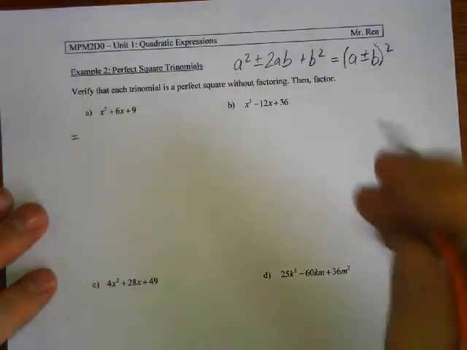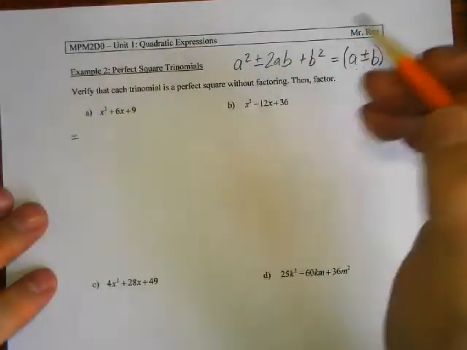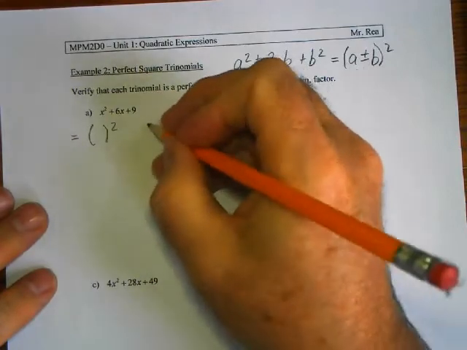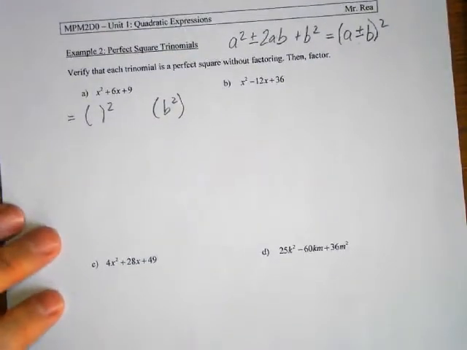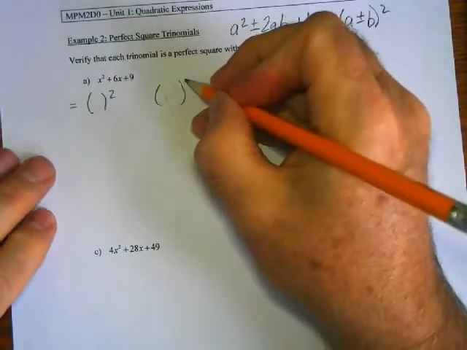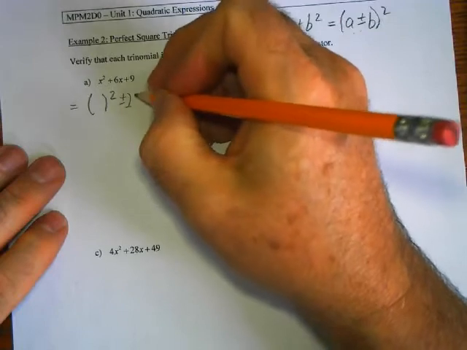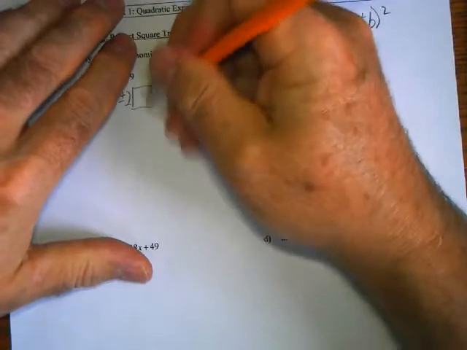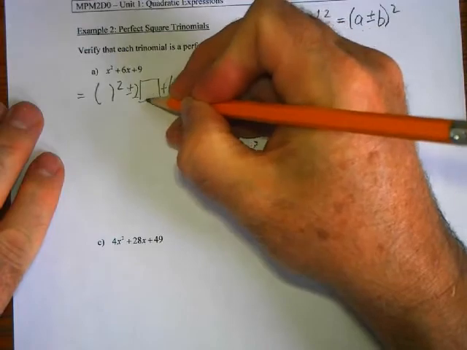And the trick here is, again, sort of using a template. If you think it might be a perfect square trinomial, you're going to set it up like this. So I've got a little template here.